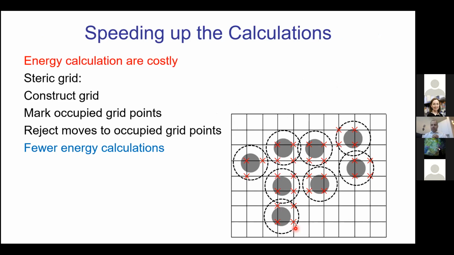To speed up the calculation, we define a steric grid where gray represents the atoms, and the dashed line the hydration shell around them. Everything that is covered by an atom or the hydration shell is considered inaccessible for water. That means we are trying to place water only in areas that are free. This results in us needing to perform a lot fewer energy calculations.